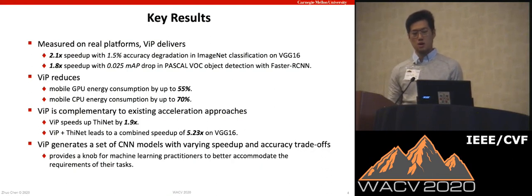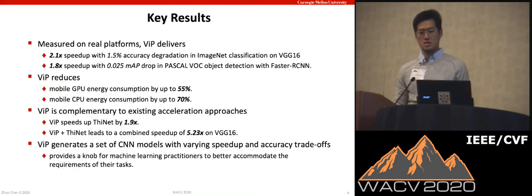Also, VIP is complementary to existing acceleration approaches. It speeds up ThinNet, which is already heavily compressed from VGG16, by 1.9x. So combining VIP and the compression technique leads to a combined speedup of 5.23x on VGG16.